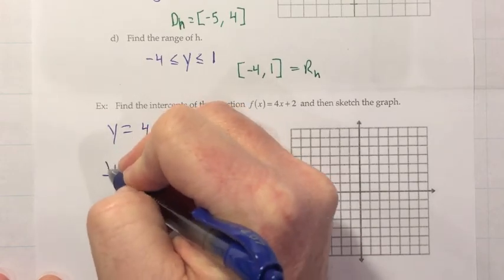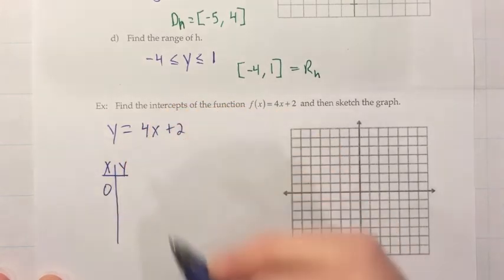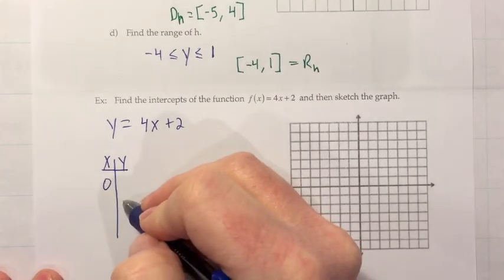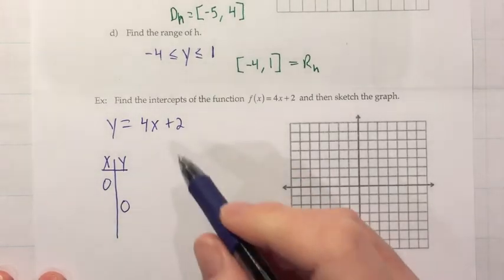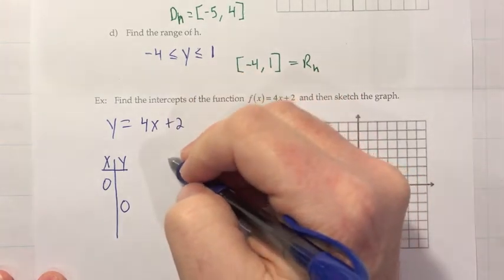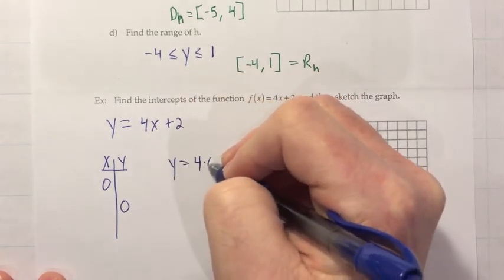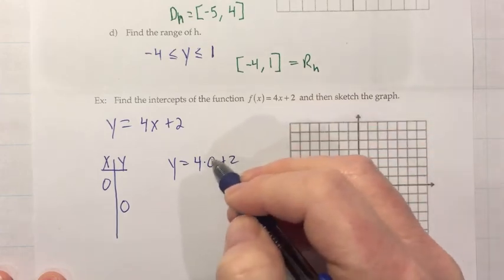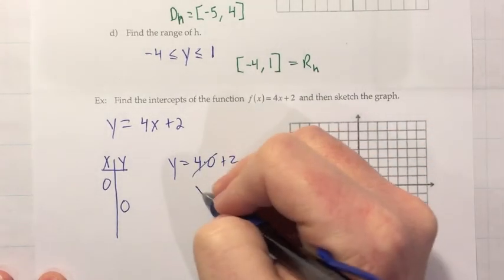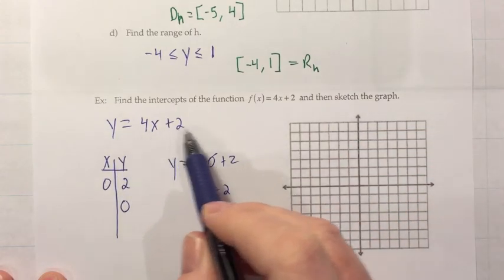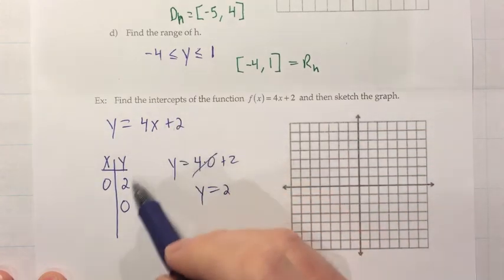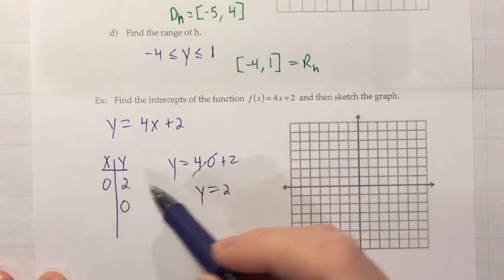Remember that when they want the intercepts, we would plug in a 0 for x to find the y-intercept, and then we'd plug a 0 in for y to find the x-intercept, so we'll want to do that. If you plug a 0 in for x, you get y equals 4 times 0 plus 2. 0 times 4 goes away, so y is just equal to 2, which makes sense because in the y equals mx plus b form, this should have been b, the y-coordinate of the y-intercept.